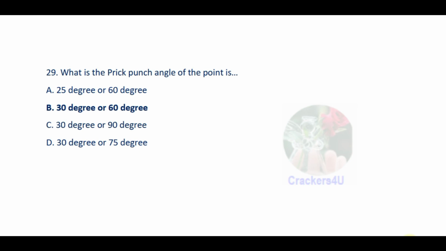What is the prick punch angle of the point? Answer option B, 30 degree or 60 degree. The prick punch angle of the point is 30 degree or 60 degree.